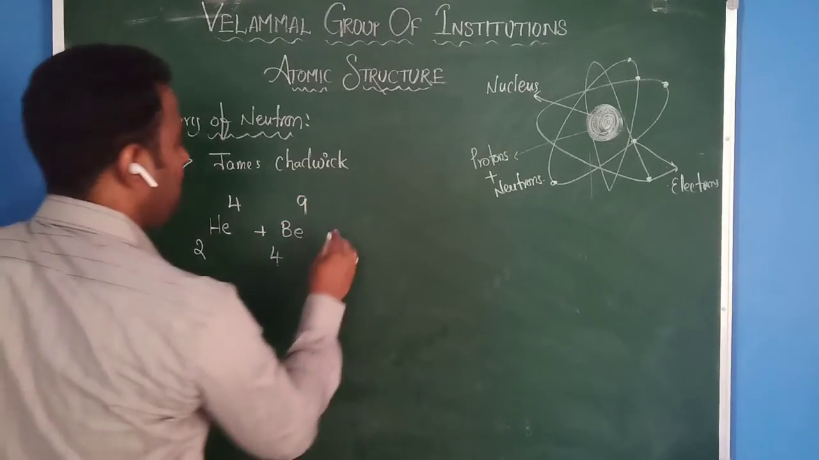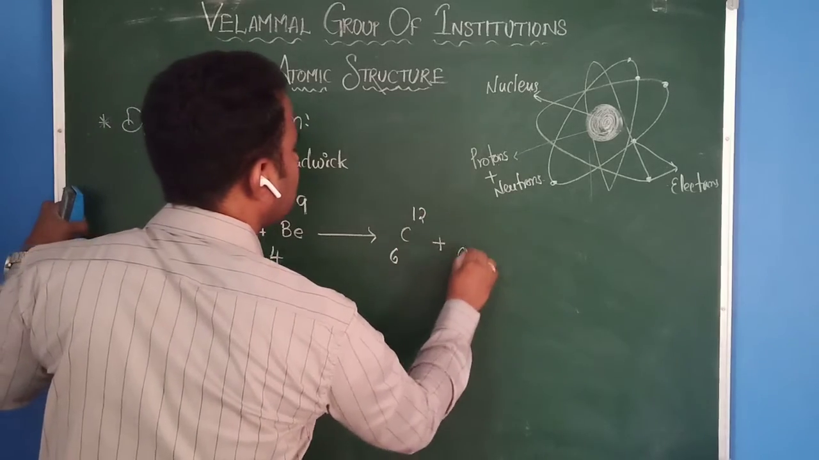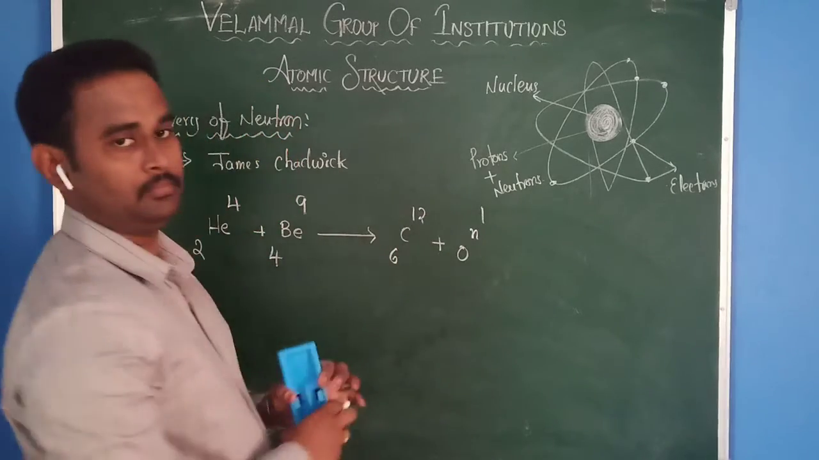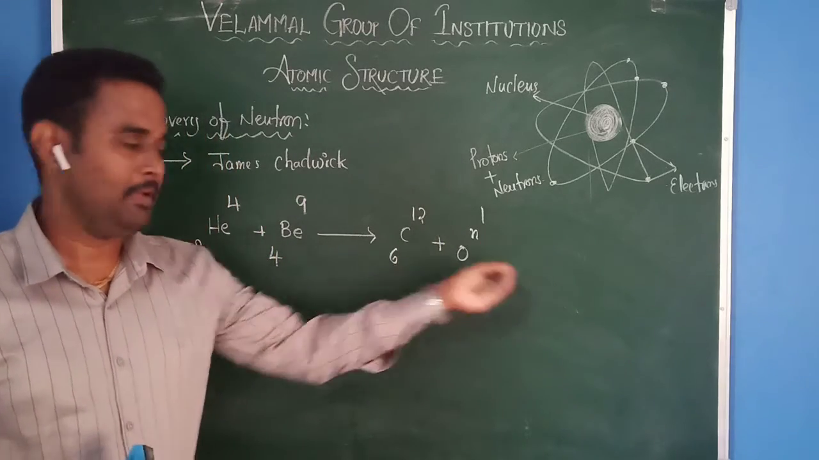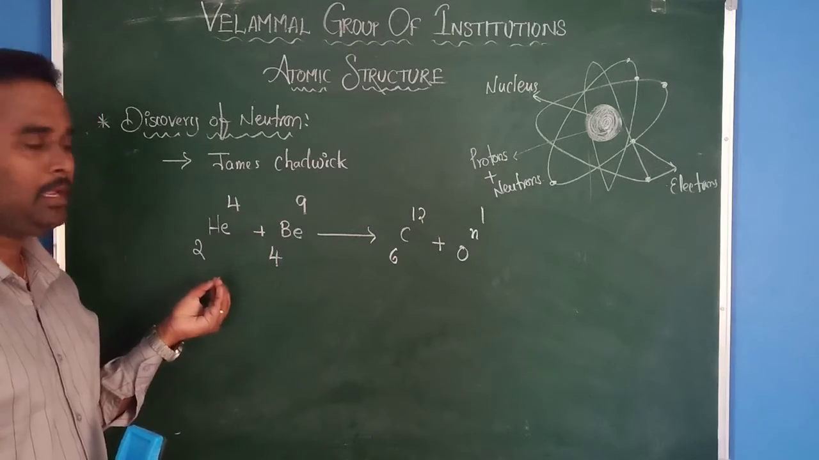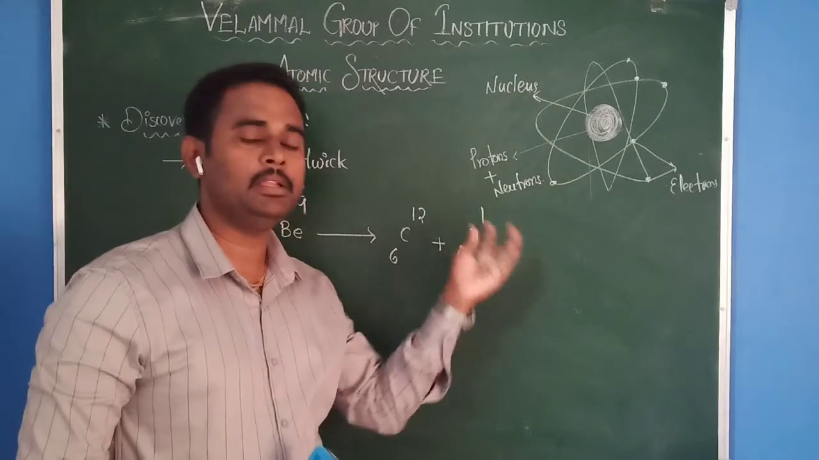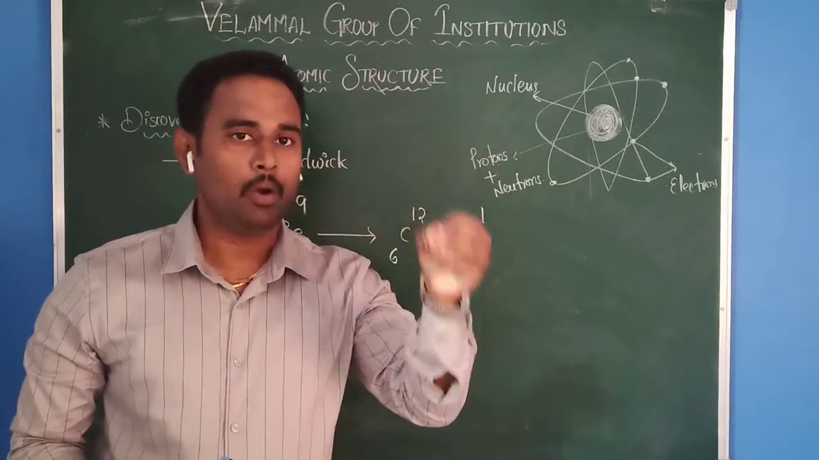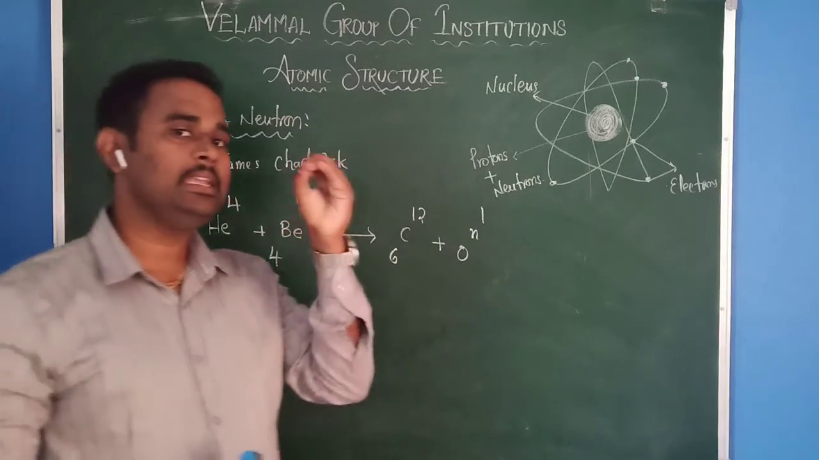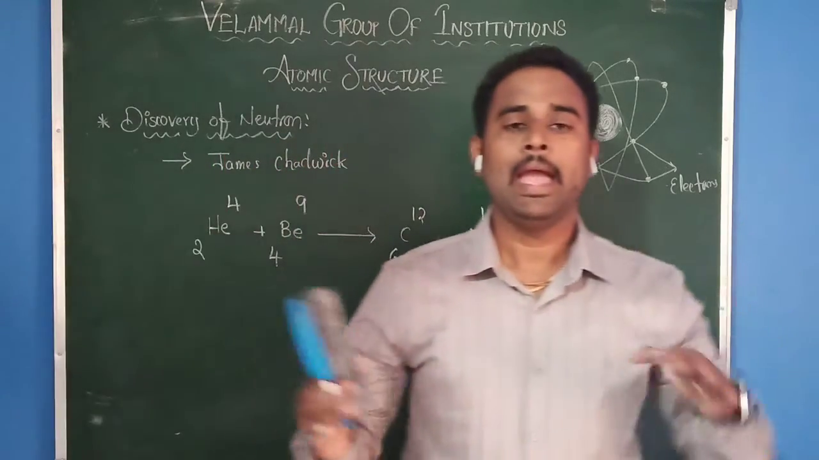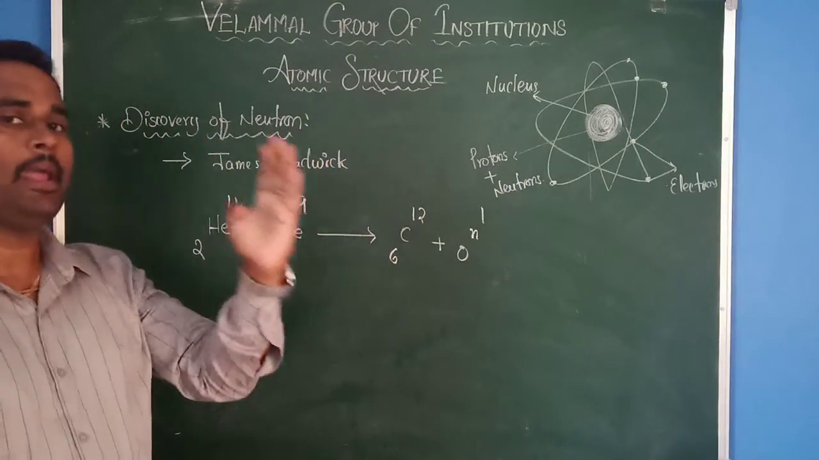At that time he observed that some type of energetic rays were coming out from the experiment. While he was doing the experiment, he bombarded the beryllium with alpha particles. Then some energetic rays came out, like gamma rays. But the problem is these rays are not deflected by either an electric field or a magnetic field. There was some confusion about this.